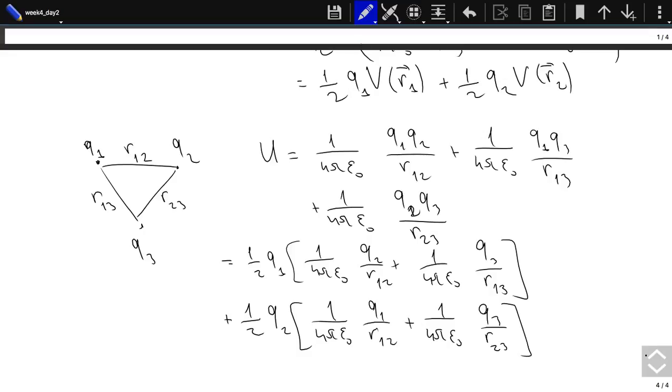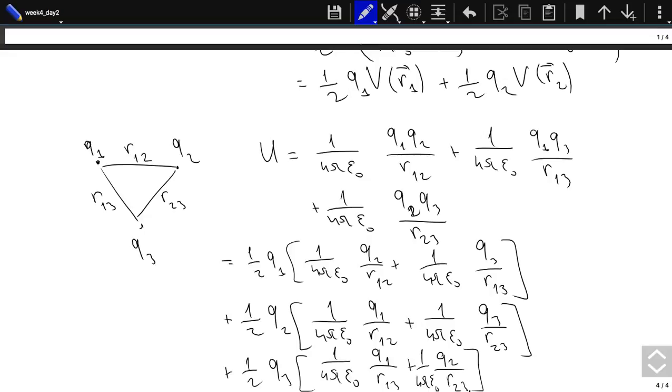Now, this first term is just this term plus this term. Half of it is here, half of it is over here. Plus 1 over 2 Q3 times 1 over 4 pi epsilon 0 Q1 over R13, plus 1 over 4 pi epsilon 0 Q2 over R23. Now I have everything. This term plus this term gives me this term. This term plus this term gives me this term. The remaining two terms give me this term. So I have an equality over here.